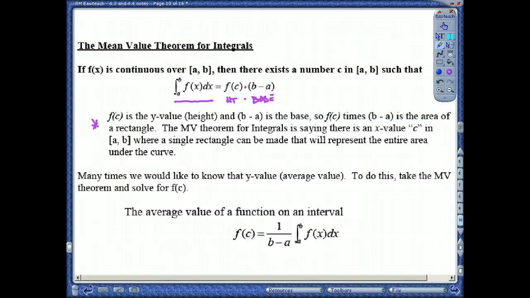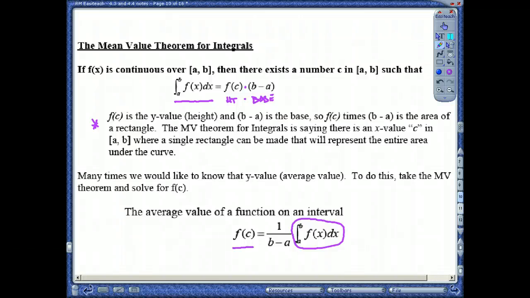And more specifically, when you're looking at the average value, they're saying that f of c, that y value, is going to be that total area divided by b minus a. So a total divided by the number that there are, that is what we do for average. We add up everything and then we divide by how many there are. So we've added them all up, we divided by how many there are. So it is a true average.